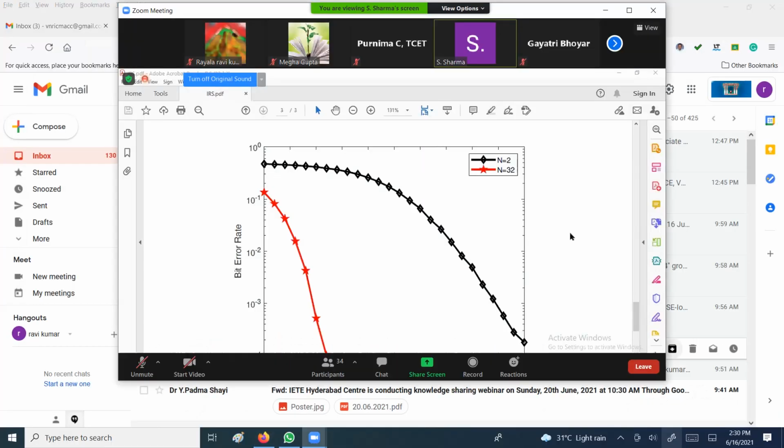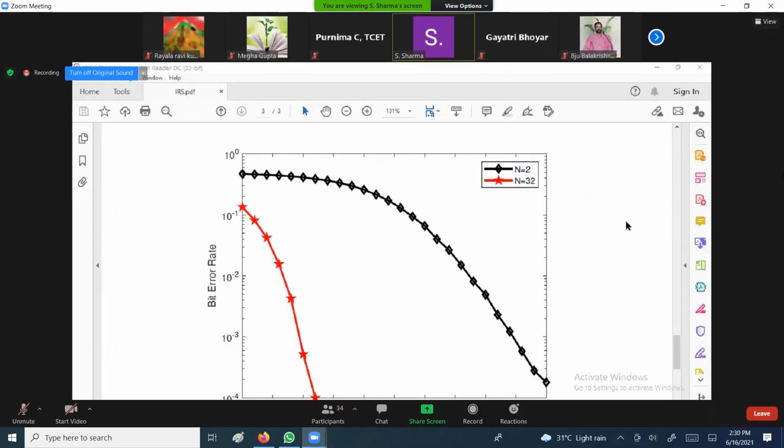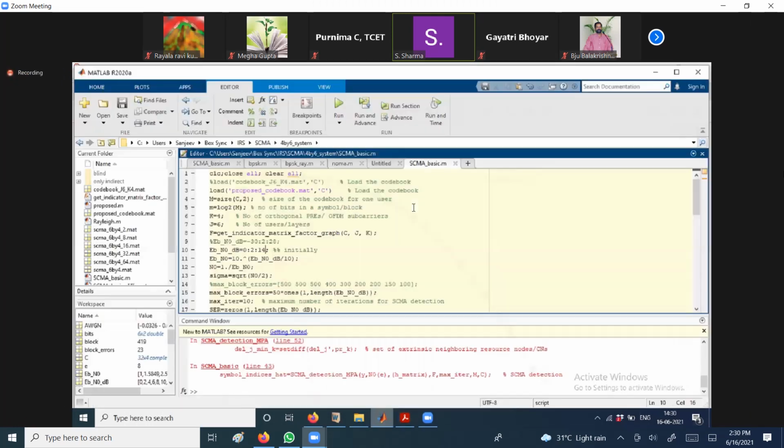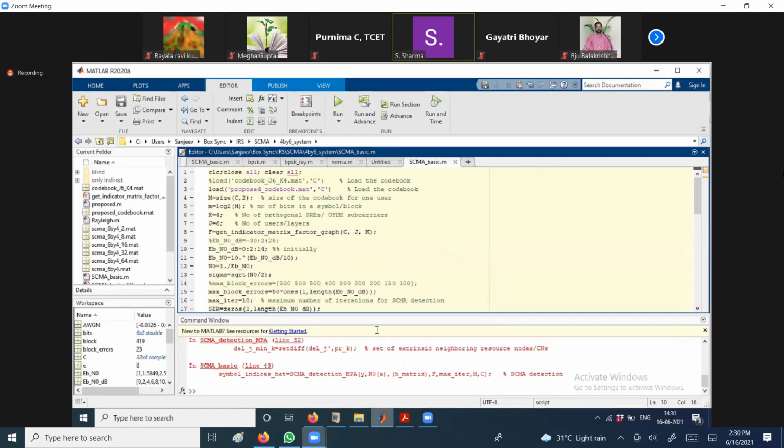Then I'm just showing you the last code, that is SCMA, sparse code multiple access. So I'm just giving the overview of that SCMA. I haven't prepared a PDF for that one.